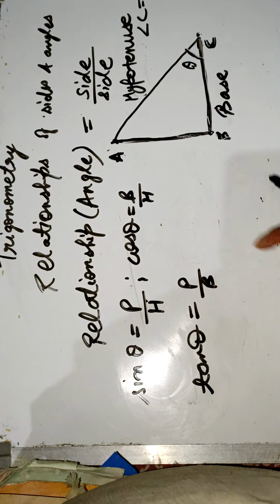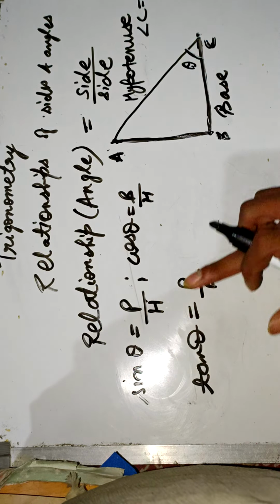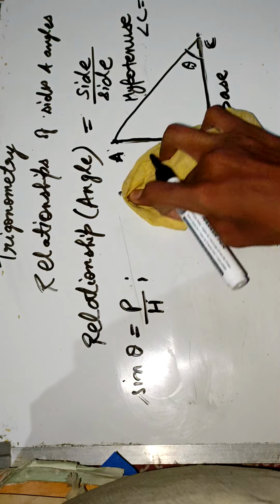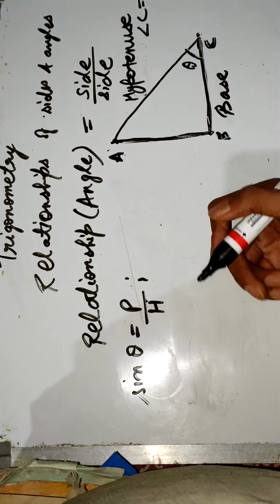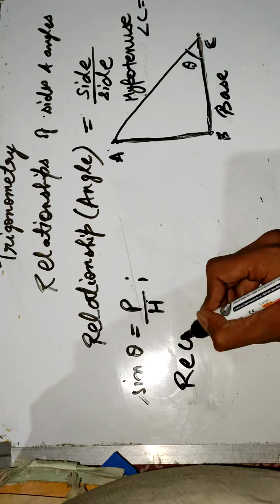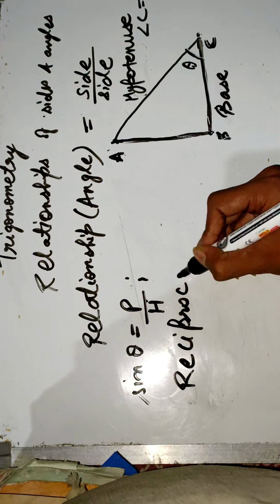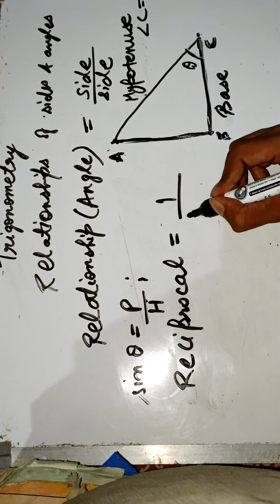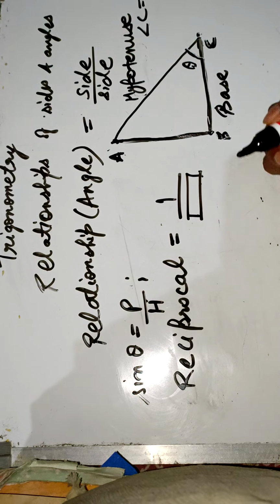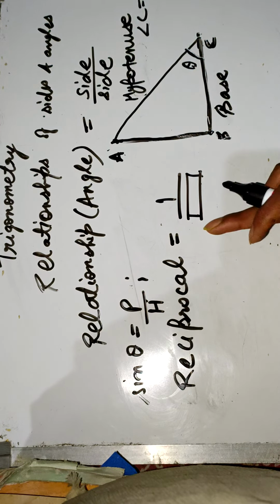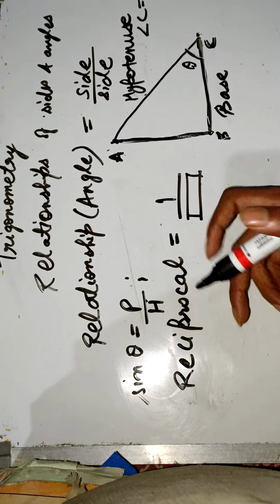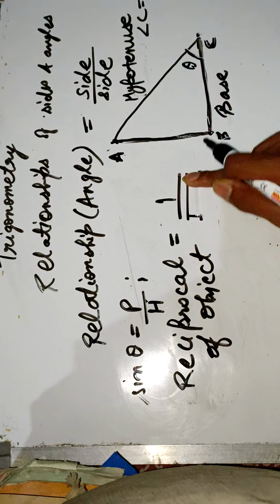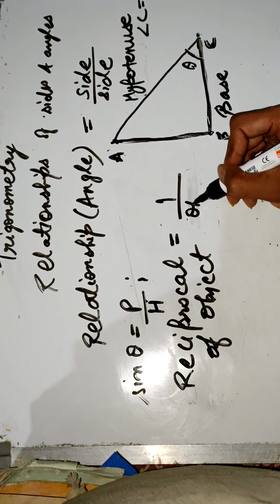Now when we do the reciprocal of sine theta, we get cosec theta. Let's erase these parts here. Now, what is reciprocal? When we are doing reciprocal, what do we mean by that? It means 1 upon whatever thing is present there. So 1 upon something becomes the reciprocal of that particular object. Reciprocal of an object is equal to 1 upon that object.